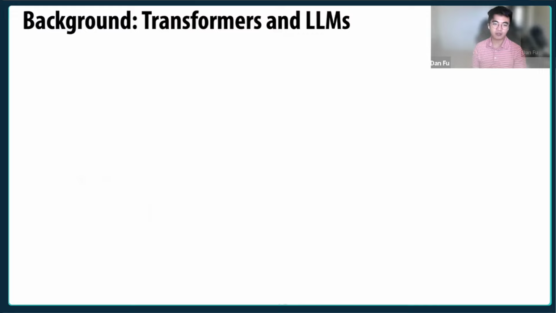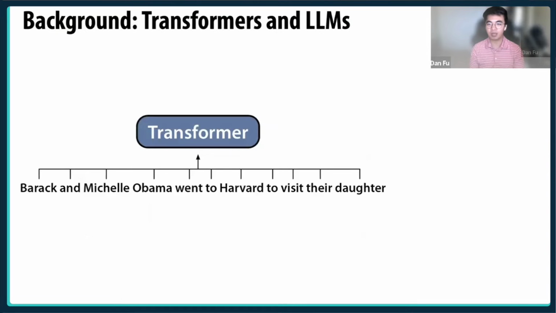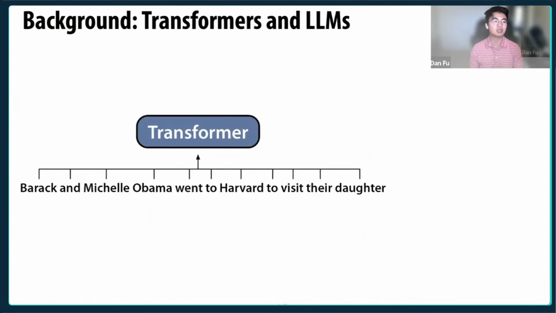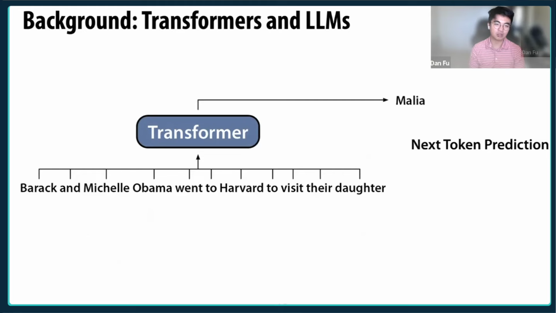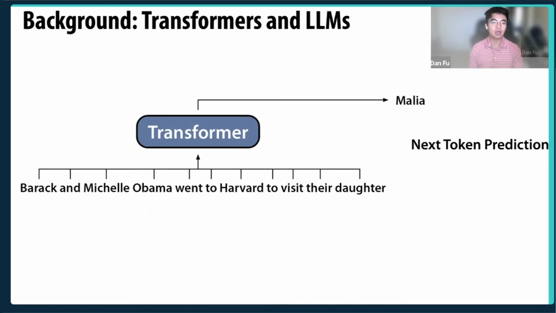The basic conceit of a transformer is you're going to take some input and split it into a sequence of tokens. For language, that could mean that each word in your sentence could be a different unique token. And what a language model is going to do is, given some amount of input, try to predict what comes next. So here I've put together a really simple sentence: Barack and Michelle Obama went to Harvard to visit their daughter.